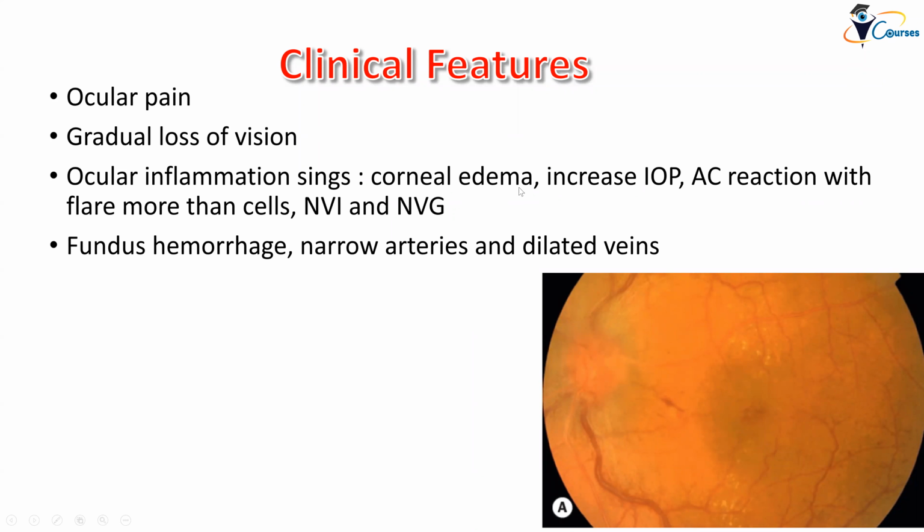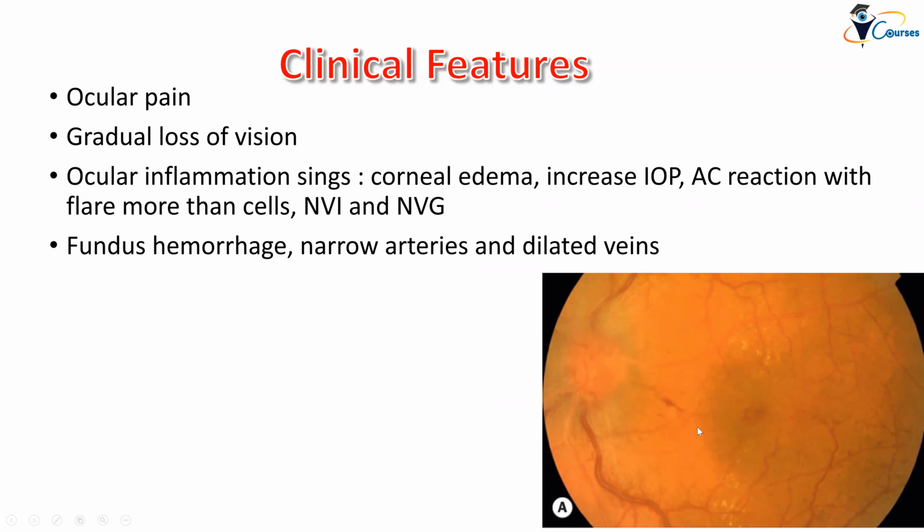The cornea will be edematous. There will be increasing intraocular pressure, high intraocular pressure, especially if this patient developed neovascular glaucoma. Anterior chamber reaction has a very important characteristic: there is flare more than cells. We know that the reaction consists of cells and flare. Cells occur more in inflammatory causes, but in the ocular ischemic syndrome, it will be more flare than cells.